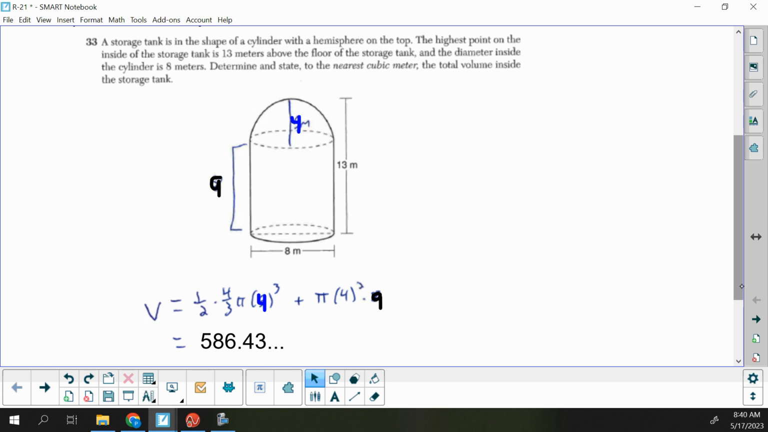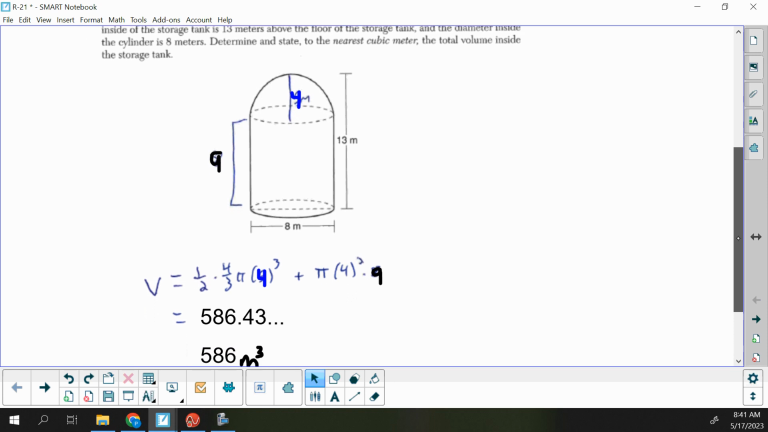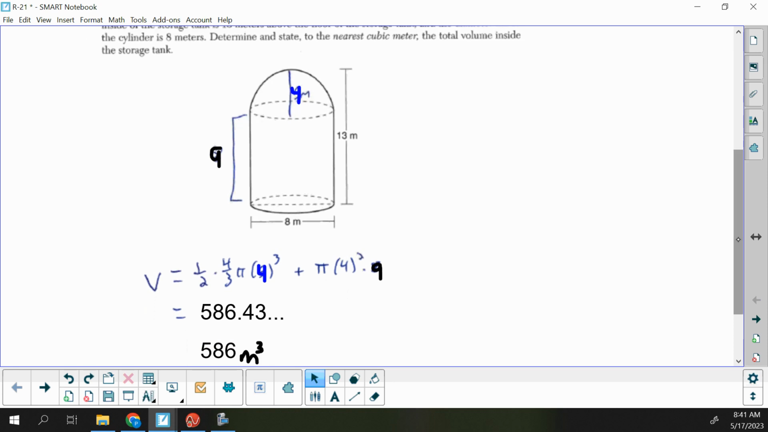If you go to your reference sheet, a full sphere's volume is 4/3 pi r cubed, so we just need to multiply by 1/2 out front, and that'll give us our hemisphere. We'll fill the 4 in for the radius. And then we'll add on the cylinder's volume, pi r squared times the height. So the radius was 4 and the height was 9. We were rounding to the nearest cubic meter, meaning we can put the pi right in. To the nearest whole, the 4 is below a 5, so it stays the same. So 586 meters cubed.